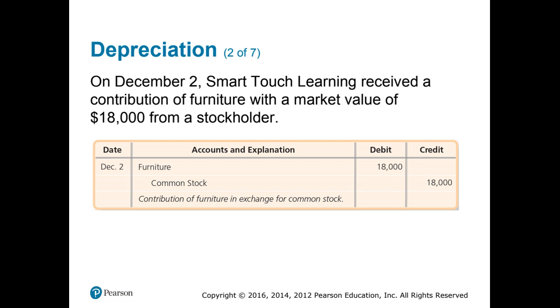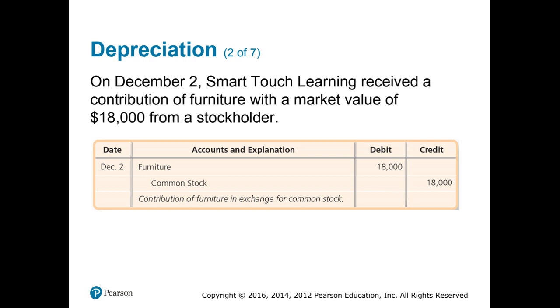All right, so going back to December 2nd. On December 2nd, we received a contribution of furniture with a market value of $18,000 from Sheena Bright. We received this last week in Chapter 2. In exchange, we issued shares of stock to Sheena Bright, and we made this journal entry.